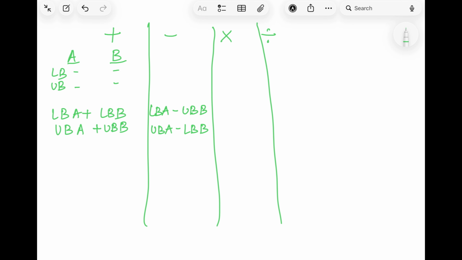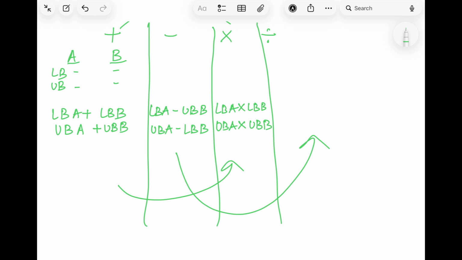And multiplication works exactly similar to addition. That means lower bound of a times lower bound of b, and upper bound of a times upper bound of b. And division works exactly as subtraction. That is lower bound of a divided by upper bound of b, and upper bound of a divided by lower bound of b. If you remember these, how to calculate this, you can solve any question very easily.